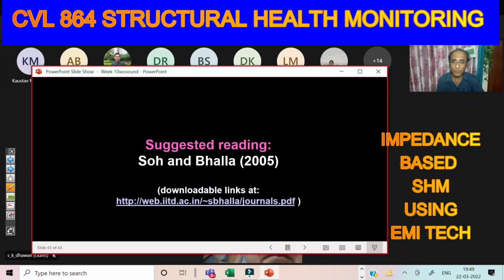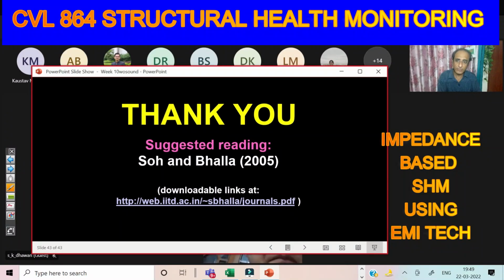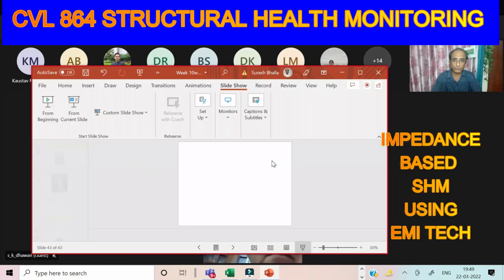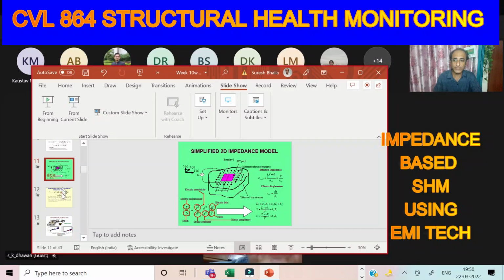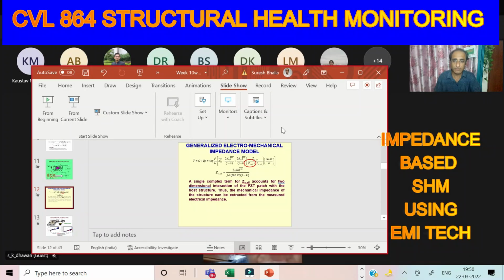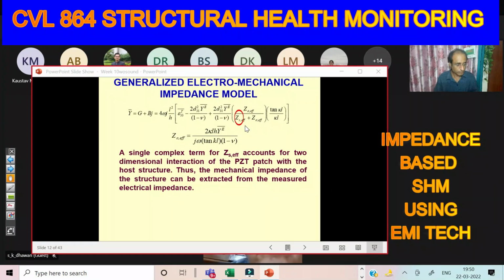Okay, so you can read this paper, but this is only optional. Reading is optional only. What we have covered in short is the impedance-based approach. To give you in a nutshell, let me go to the particular slide. In a nutshell, you don't have to go through the derivations. Essentially, we have this equation, and from the experiment we measure G and B.